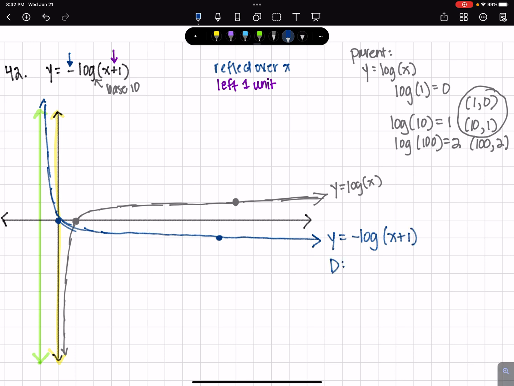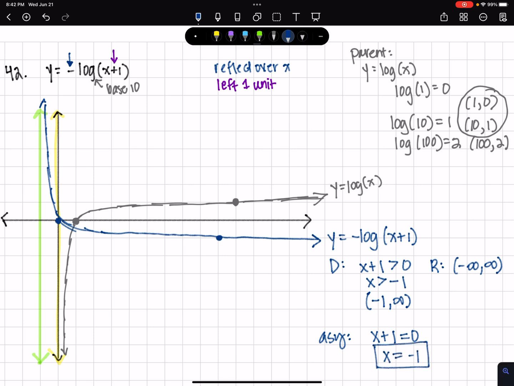The domain you can find by taking the argument, setting it greater than 0 and solving. X is greater than -1, therefore the domain goes from -1 to infinity. And then the range on logarithms is always all real numbers, so it's -infinity to +infinity. And then the asymptote is found by setting the argument equal to 0 and solving: x equals -1. And that's right here, x equals -1.